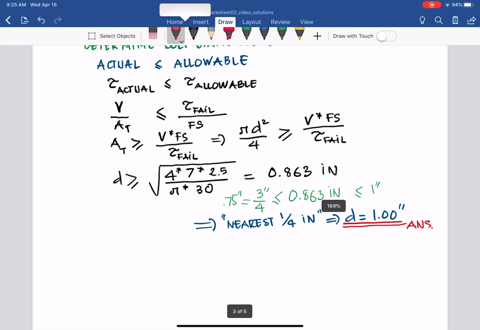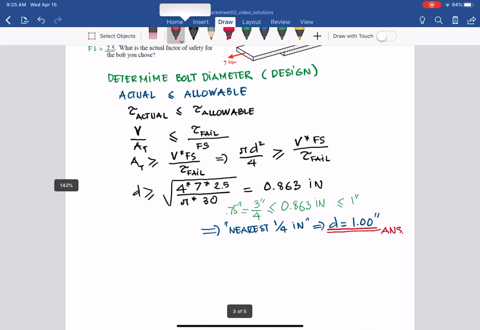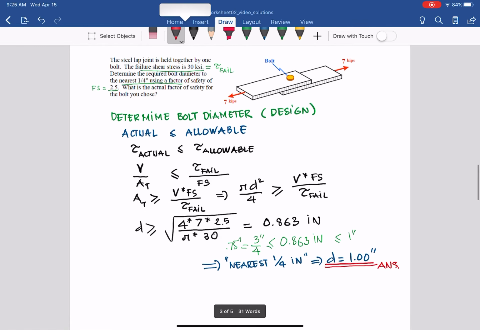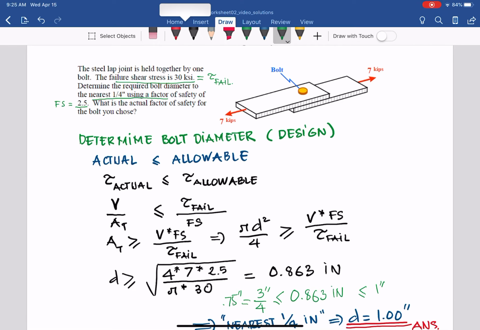Use this concept to apply to future problems when they make it realistic. So you go out to Lowe's, Home Depot, or anywhere you can choose, and get the bolt with 1 inch diameter. You cannot say 0.863 inches, for example. So with that, we do the first part. And then the next question is, what is the actual factor of safety for this bolt that you choose?